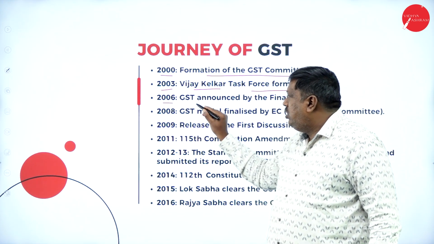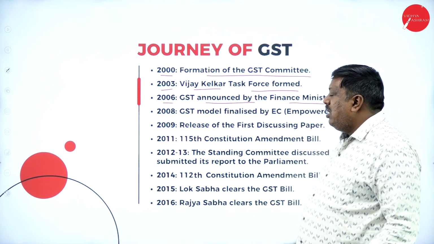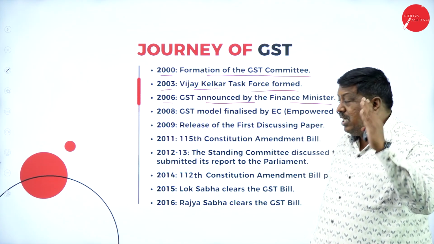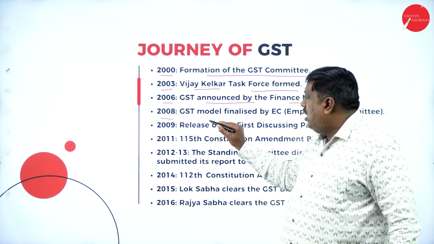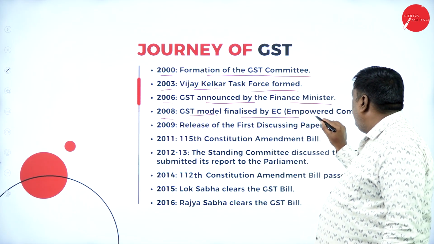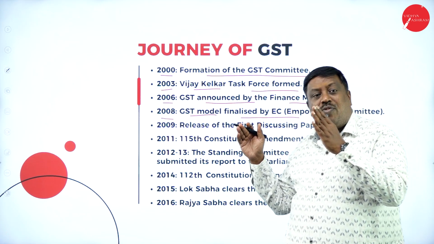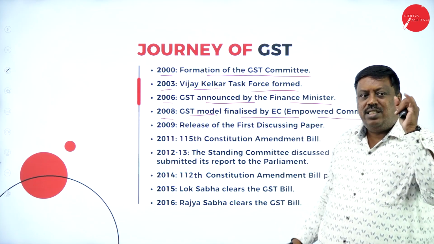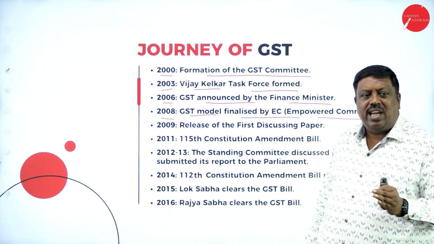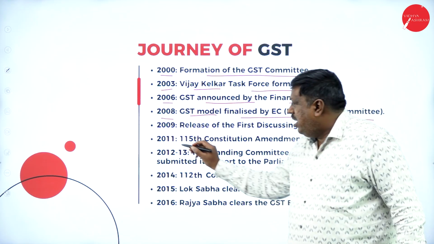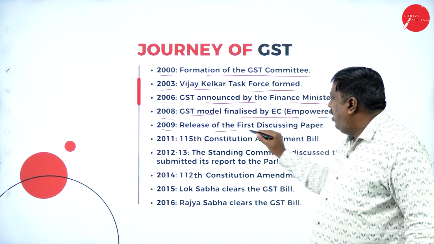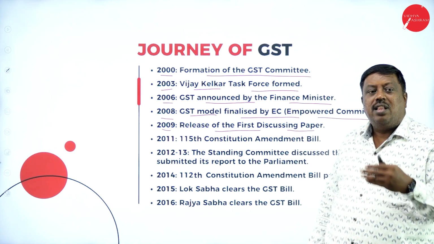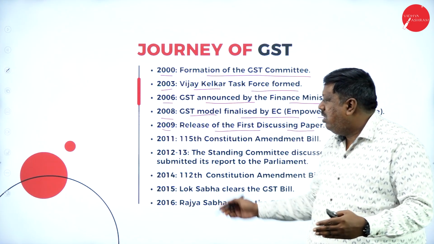And in 2006, GST was announced by the finance minister. The finance minister announced that they wanted to introduce the new concept in the year 2006 itself. In 2008, the GST model was finalized by the Empowered Committee. The Empowered Committee which was framed finalized what should be there in the GST, like CGST, SGST, IGST, and later they added UTGST. In 2009, the first discussion paper was released. Whatever they had discussed and finalized in the committee, that document was released in 2009.